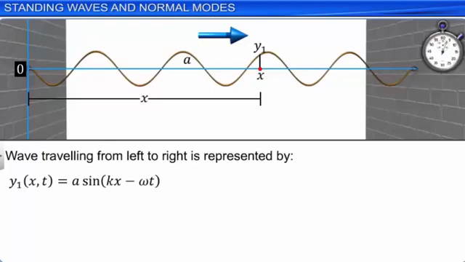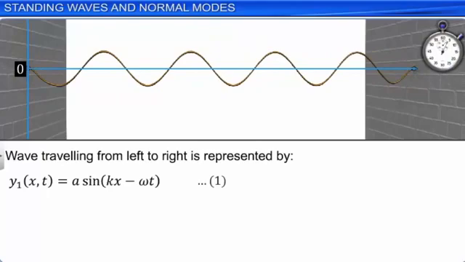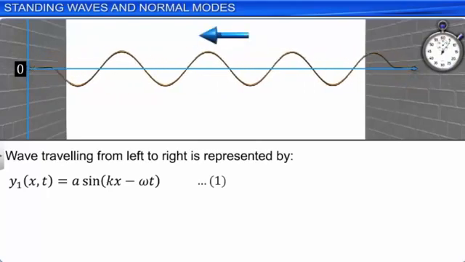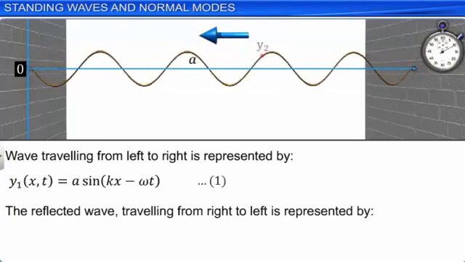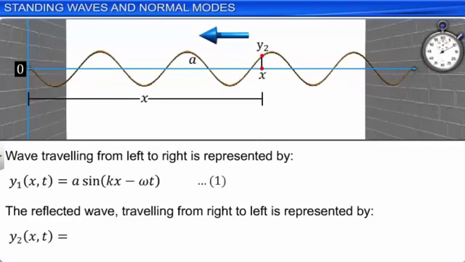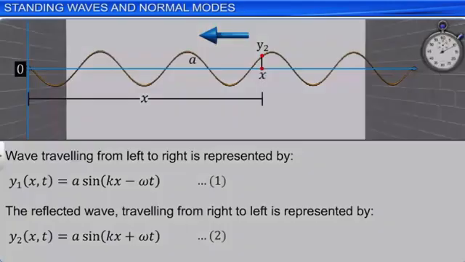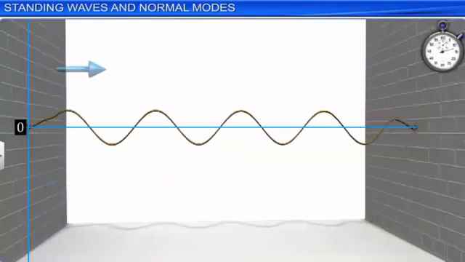This wave, on reaching the right end, gets reflected and travels to the left. This reflected wave can be represented by y2 of x,t is equal to a sin(kx plus omega t). Let this be equation 2. The reflected wave, on reaching the left end, gets reflected again and travels to the right. This process of reflection continues endlessly.